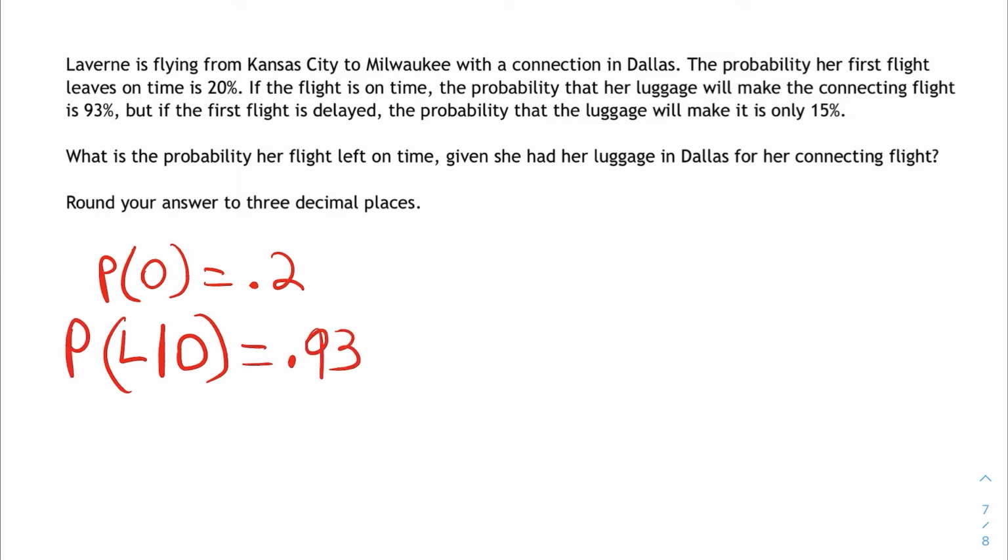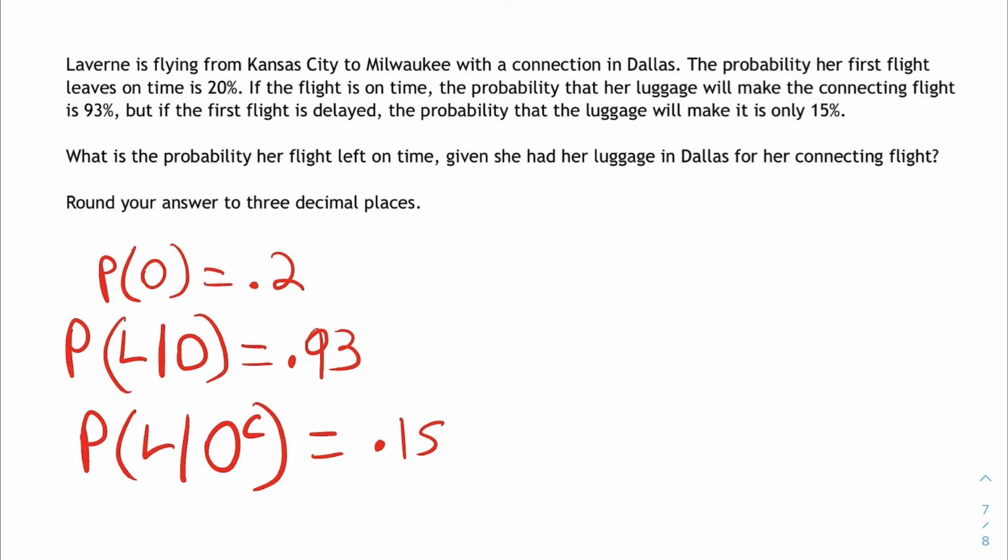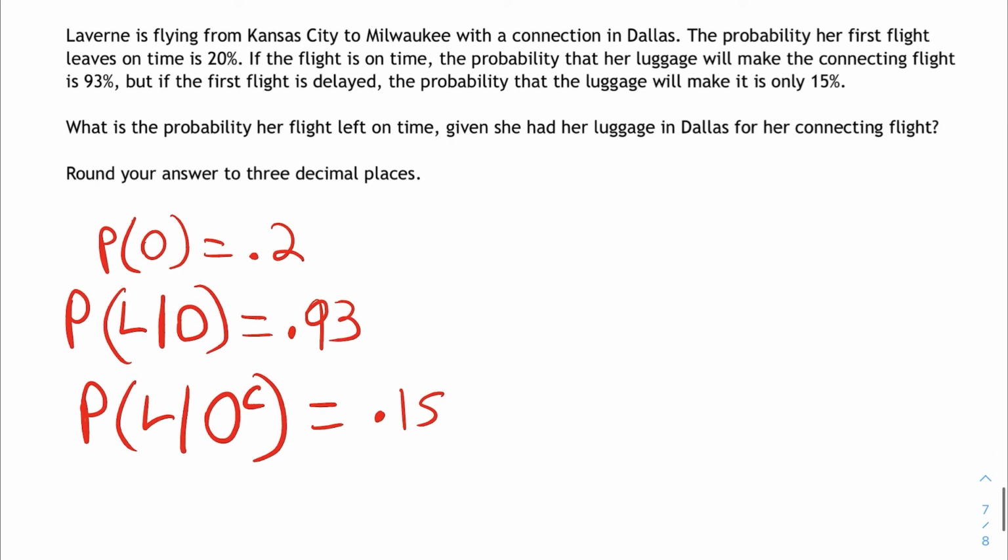The probability of her luggage being there given that the first flight was on time, so that's a conditional probability. But if the first flight is delayed, the probability that the luggage will make it is only 15%. So that means the probability that the luggage makes it, given that the first flight was not on time, the complement of being on time, is equal to 0.15. So that's all the information they gave us.